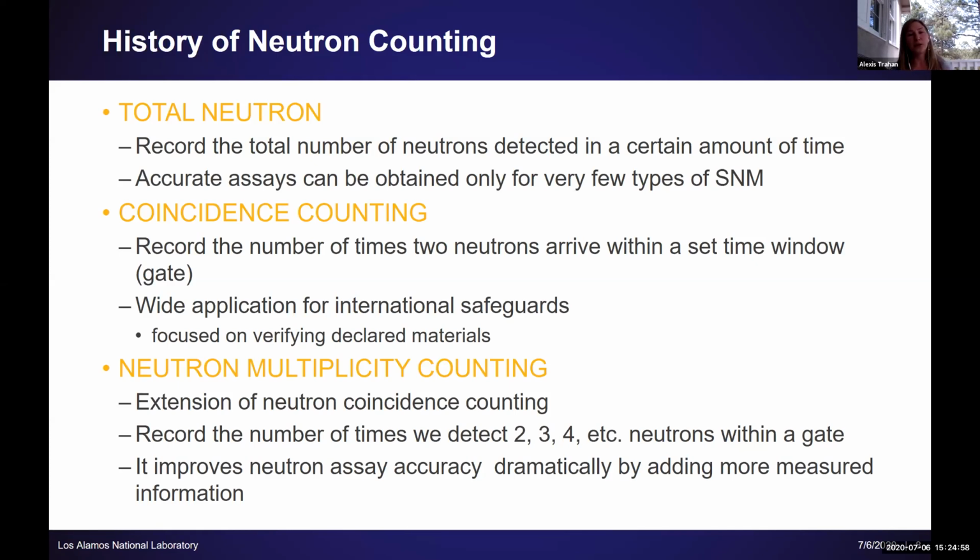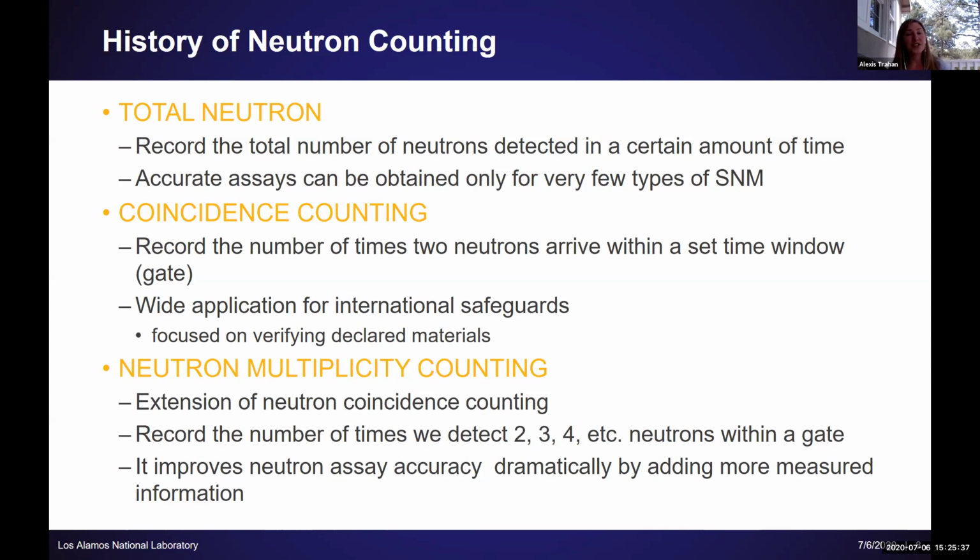And then finally, again, pulse processing electronics got faster, data storage got better, and so on and so forth, and this was extended to neutron multiplicity counting. So if you're following the logic here, total neutron counting was looking for the total number of neutrons over time. Coincidence counting is looking for pairs of neutrons, or how often we get two neutrons within some time window. Multiplicity counting is just the natural extension of that. How many times do we get 3 neutrons within some time window? How many times do we get 4 neutrons, 5 neutrons, and so on? This improves the accuracy of our neutron assay by quite a bit because you're adding so much more information.